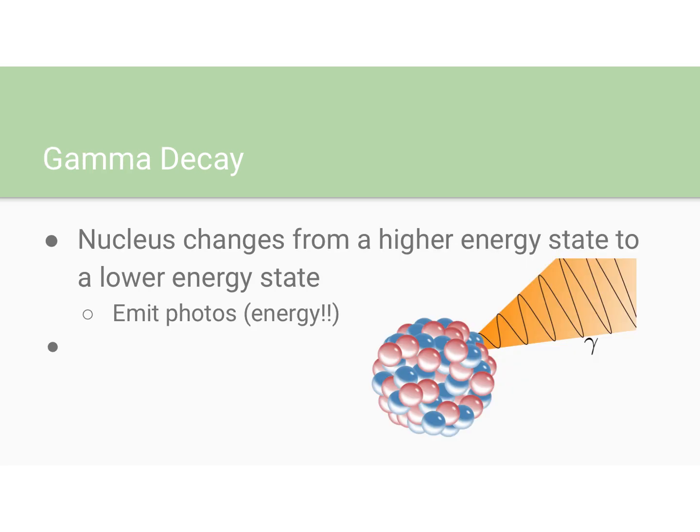All right, and then our third type of radioactive decay is gamma decay. This happens when nuclei move from a high energy state to a low energy state. When this happens, they just release energy, or photons. Do we know what a photon is? It's just light. Like little packets of light.